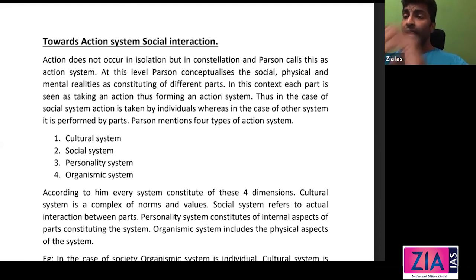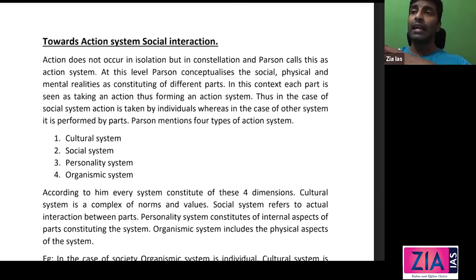Okay. In this context, each part is seen as taking an action, thus forming an action system. So, guys, our body also has different parts taking action, right? A computer also has different parts and they perform different actions. Similarly, an action system is based on certain parts which all perform certain actions. Thus, in the case of a social system, action is taken by individuals, whereas in the case of other systems, actions are performed by parts. This theory I'll be discussing tomorrow. So social system means simply you take it as society. As of now, you take it as society. Or this class is an example of a social system. You'll come to know why tomorrow.